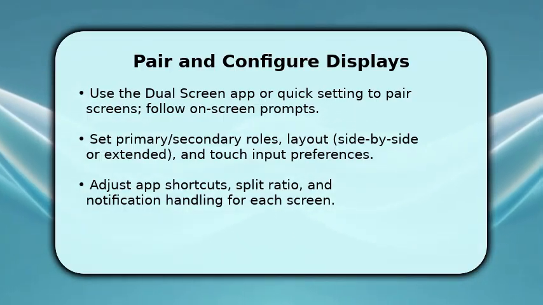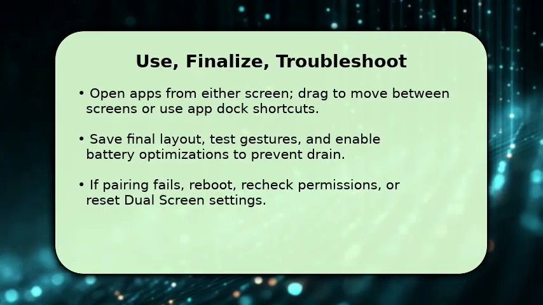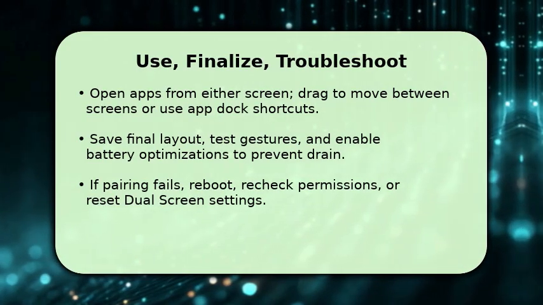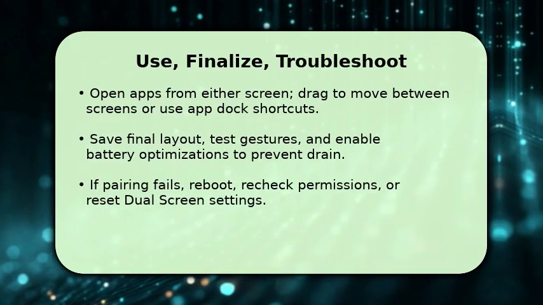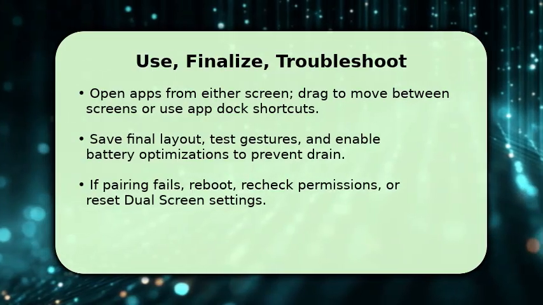Open apps on either display, drag windows between screens, or use dock shortcuts for quick transfers. Once you like the layout, save settings and test gestures and input so muscle memory builds. Enable battery optimizations and background limits to avoid rapid drain when both screens run.